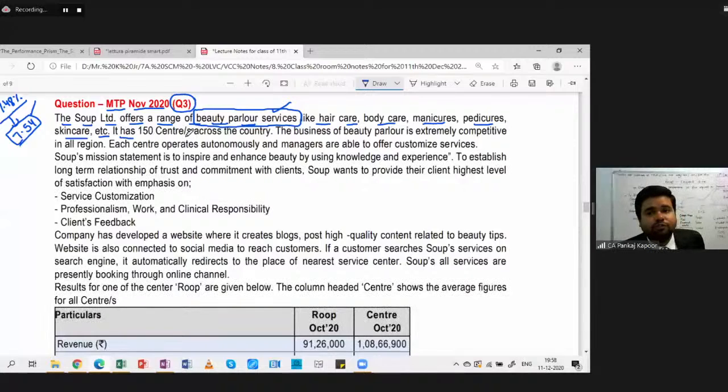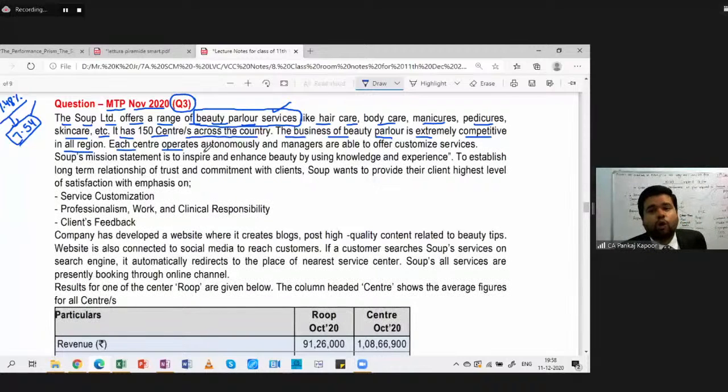It has 150 centers across the country, so it's a kind of a chain. The business of beauty parlor is extremely competitive in all the regions. Since it's competitive, you also wish to ensure your competitive advantage, and competitive advantage is the result dimension of the performance as per the building block model.